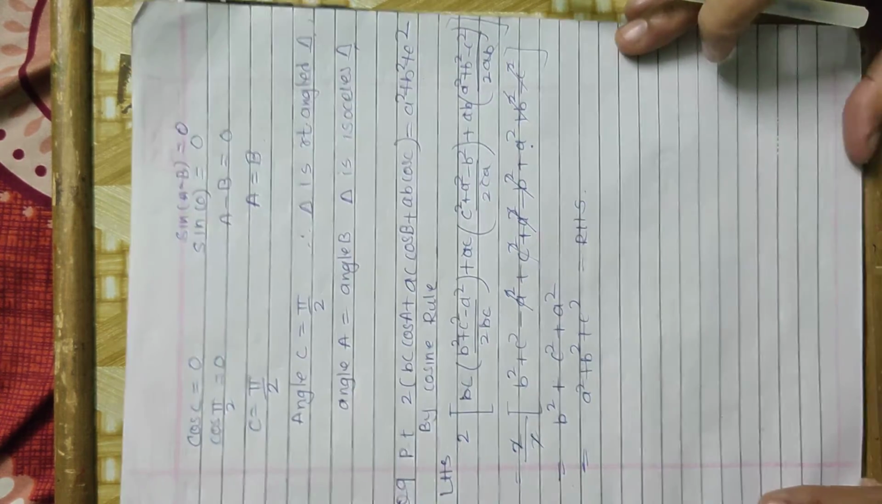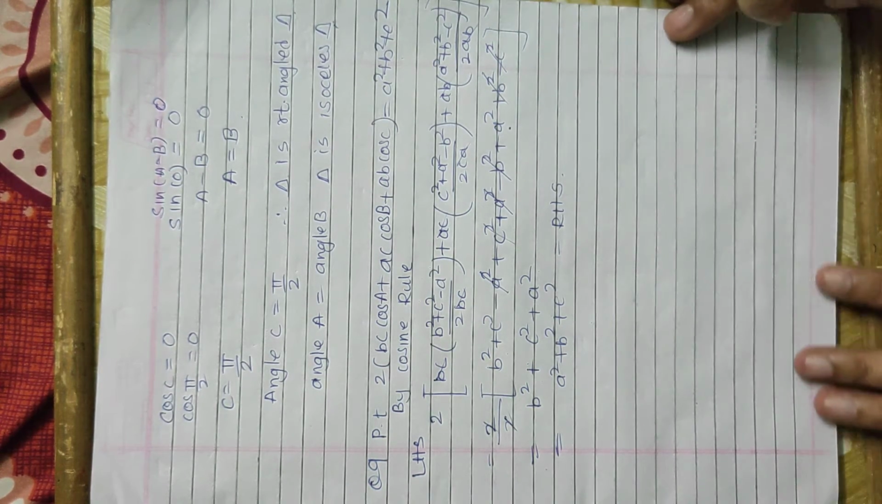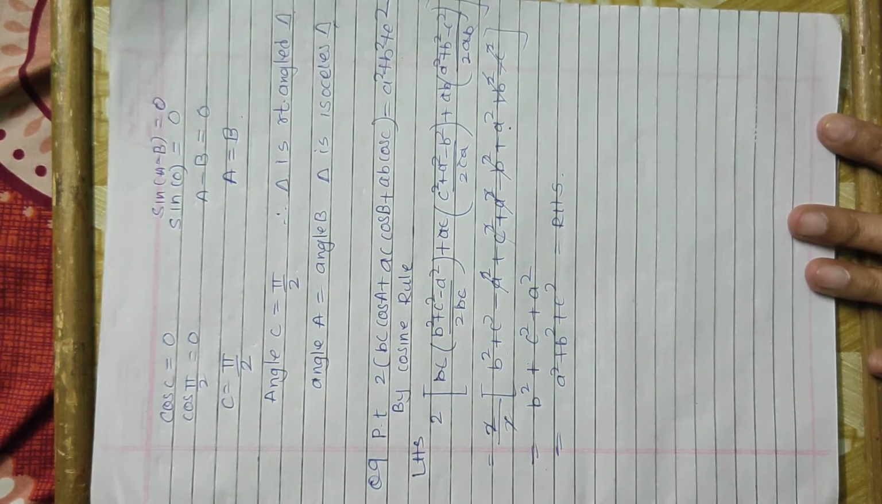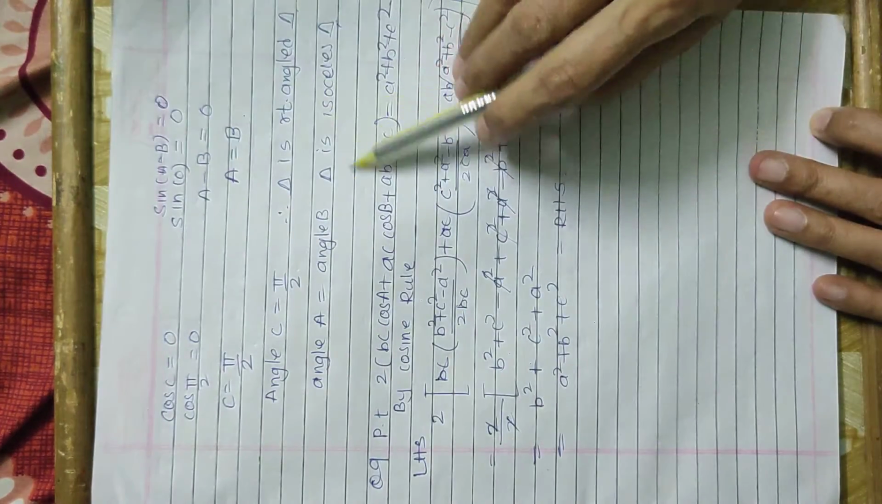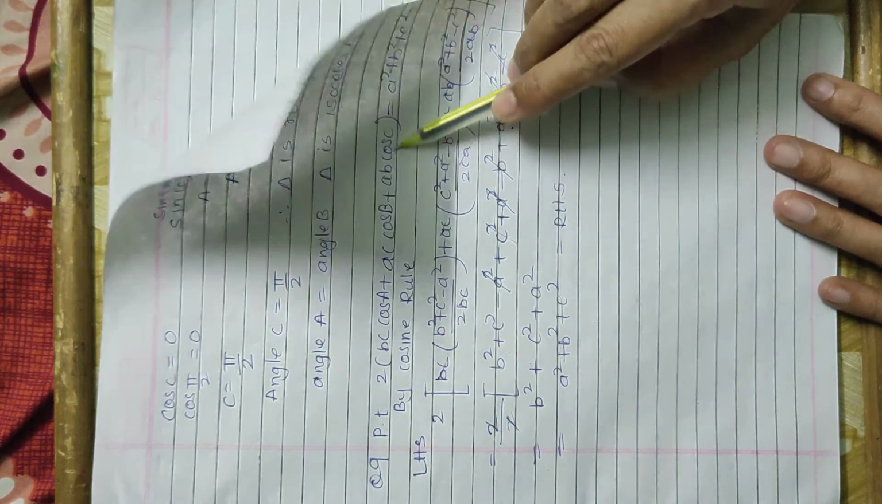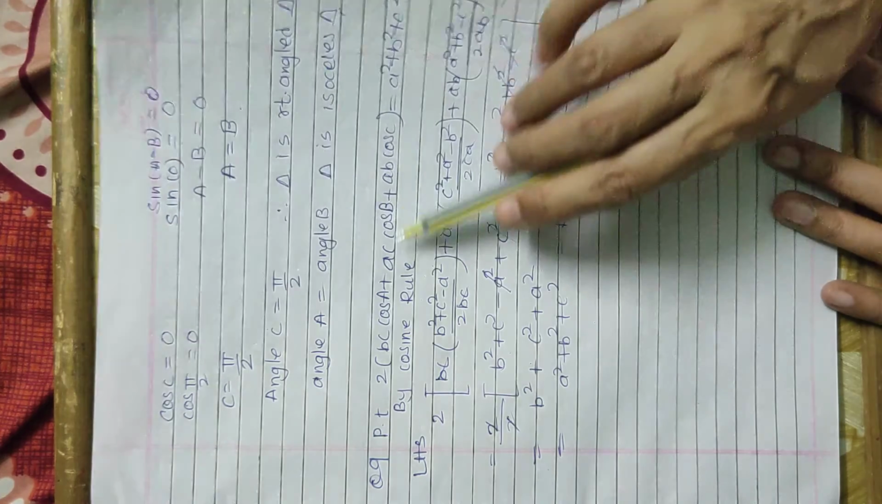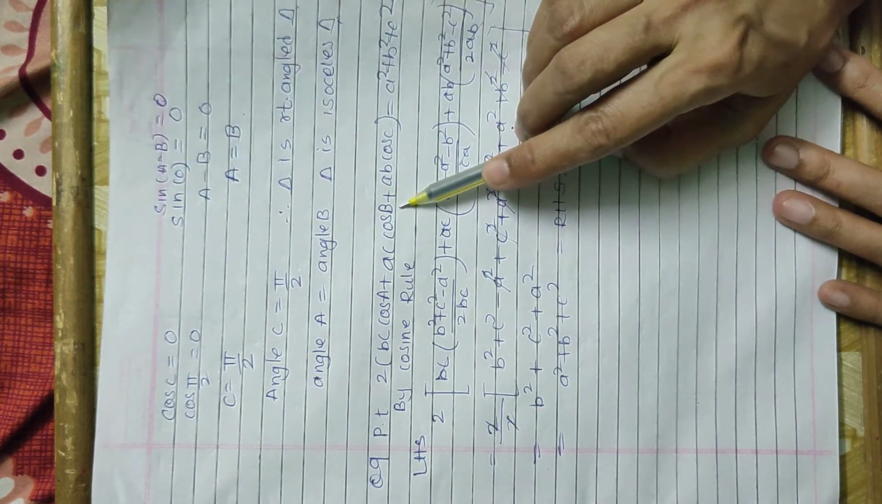Now see the last sum from that exercise. The 10th, 11th and 12th sums are deleted from this exercise. So see the 9th sum. By usual notations, prove that 2 into bracket BC cos A plus AC cos B plus AB cos C is equal to A square plus B square plus C square. Clearly we have to use the cosine rule here.